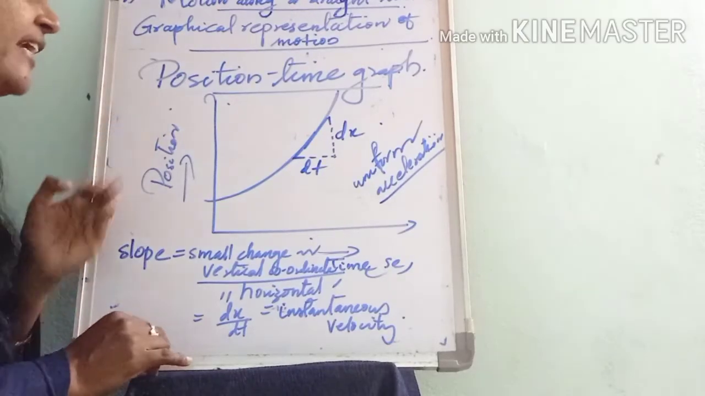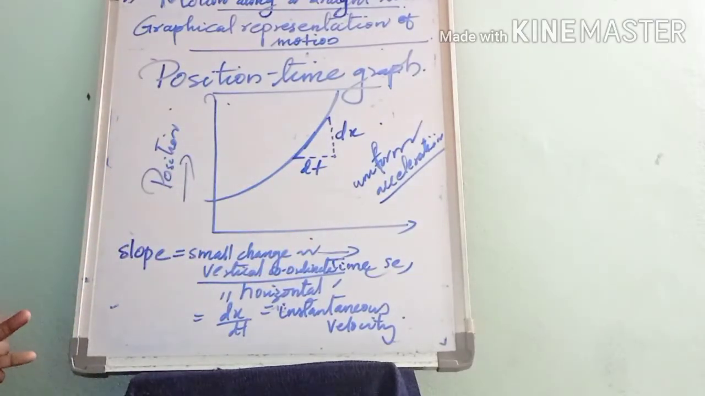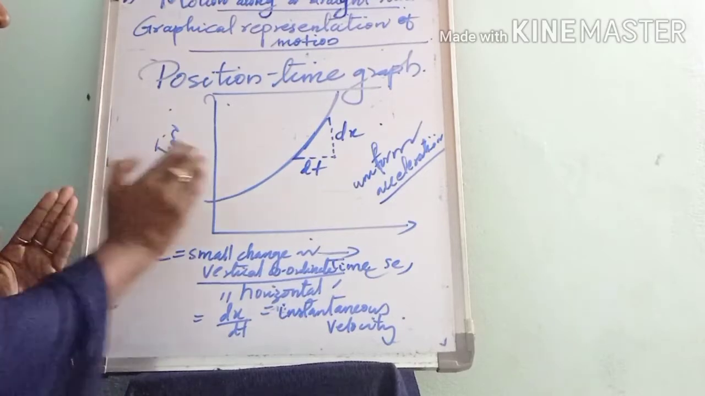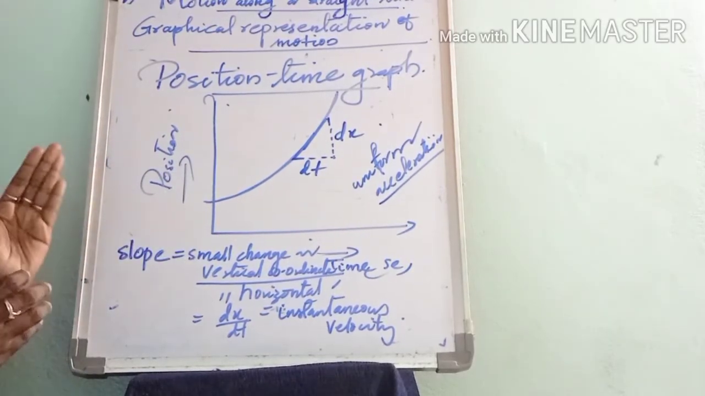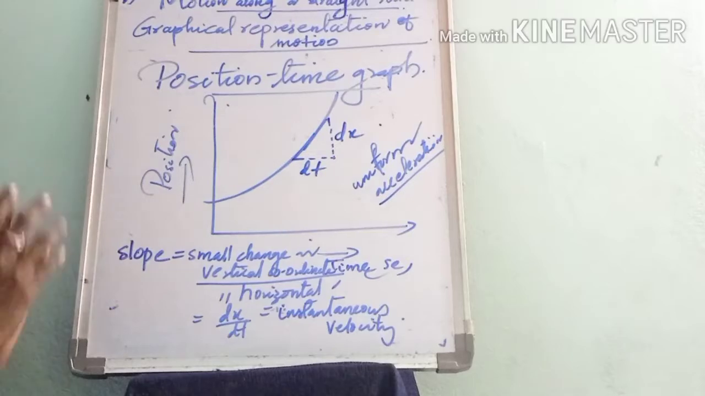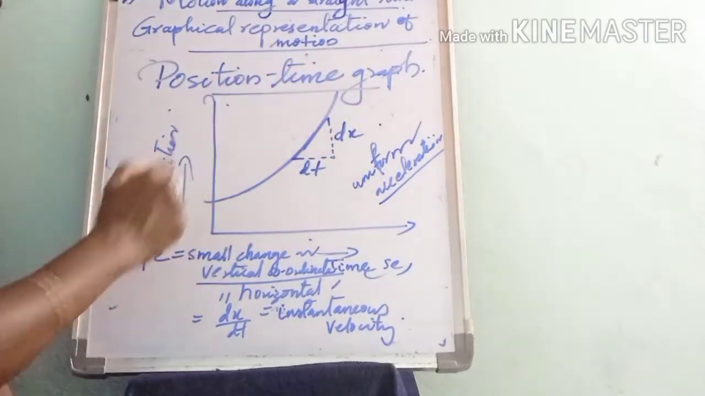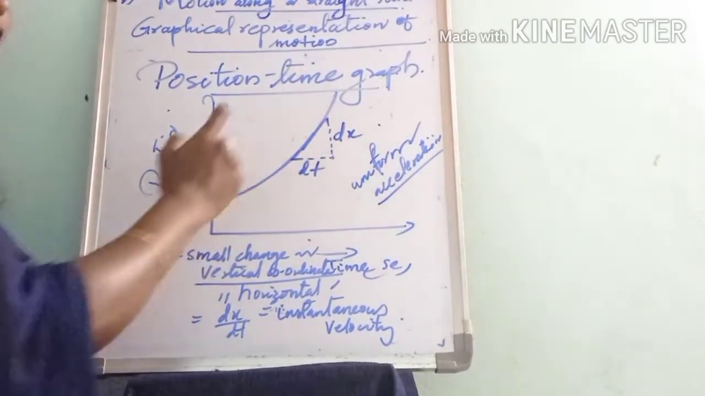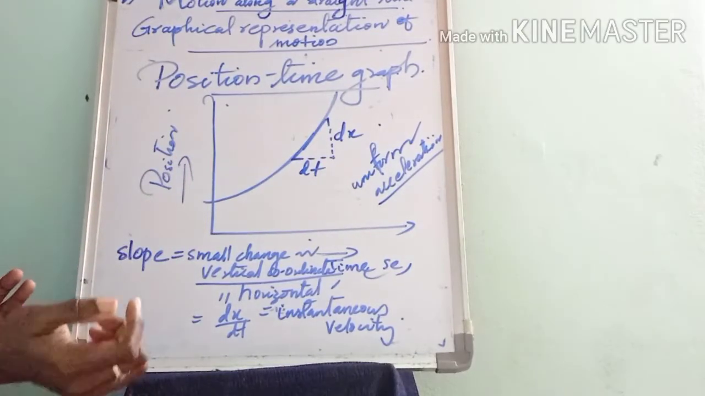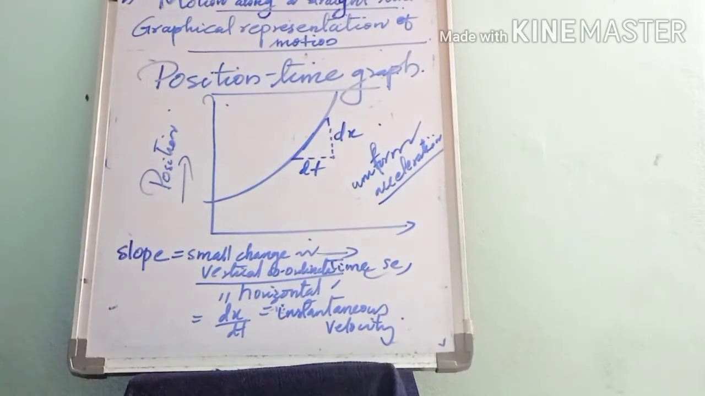Next, the position-time graph for uniformly accelerated motion. Then what is the shape of the position-time graph for uniformly accelerated motion? Actually it is a parabola. The shape of the position-time graph for uniformly accelerated motion represents a parabola.